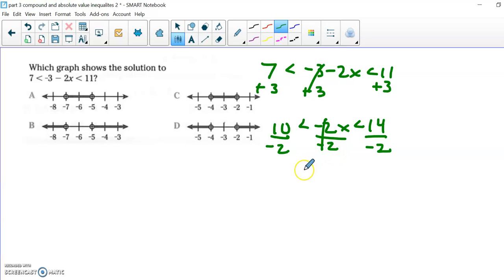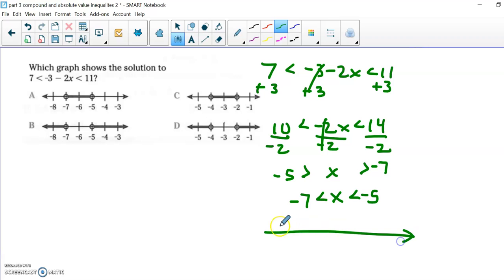And we see we're dividing by a negative. As soon as you see you're dividing by a negative, we're going to flip our signs. So 10 divided by negative 2 gives us negative 5. 14 divided by negative 2 gives us negative 7. I'm going to flip this whole thing because I like less than symbols and I like my lower value to the left. So I'm going to say negative 7 is less than x is less than negative 5. If you think of that on a number line, x has to be more than negative 7, but it's got to be less than negative 5.